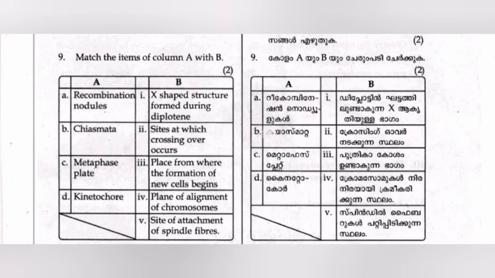9. Match the items of column A with B. A. Recombination nodules: sites at which crossing over occurs. B. Chiasmata: X-shaped structure formed during diplotene. C. Metaphase plate: plane of alignment of chromosomes. D. Kinetochore: site of attachment of spindle fibers.